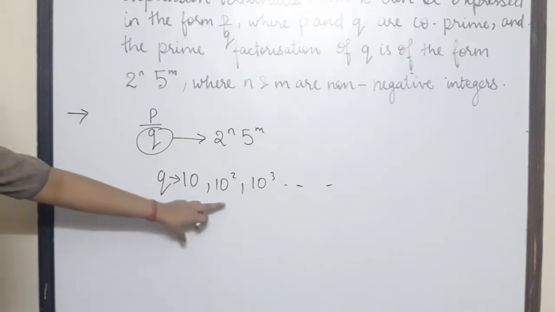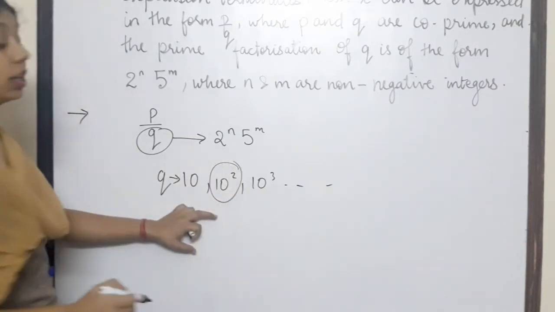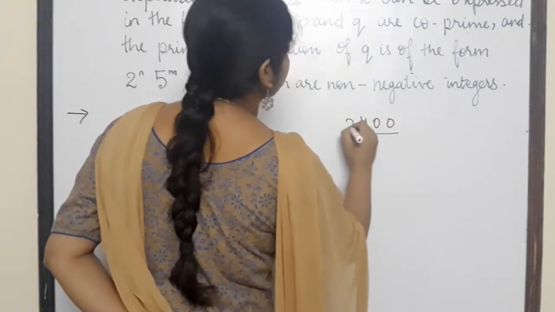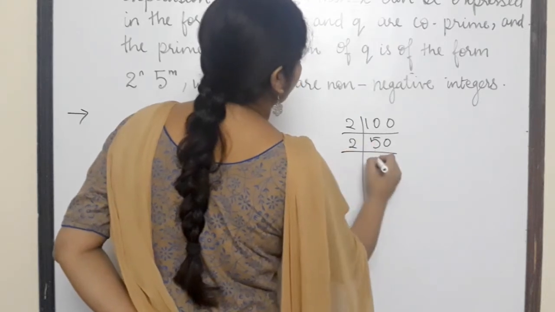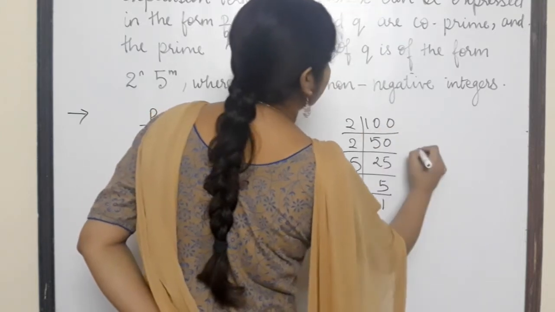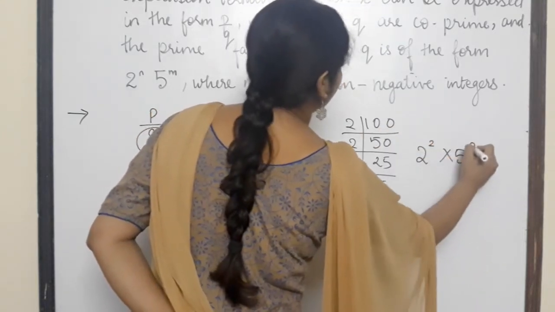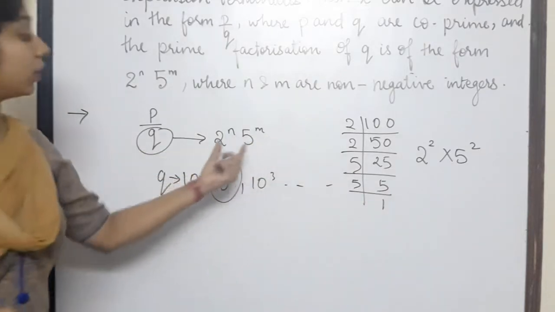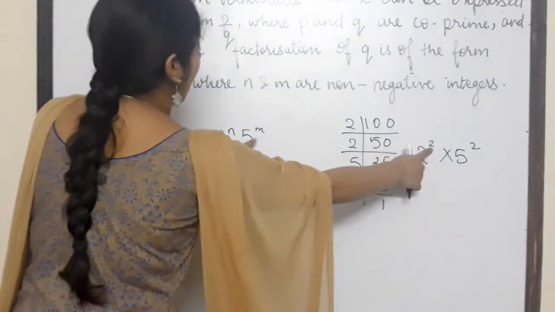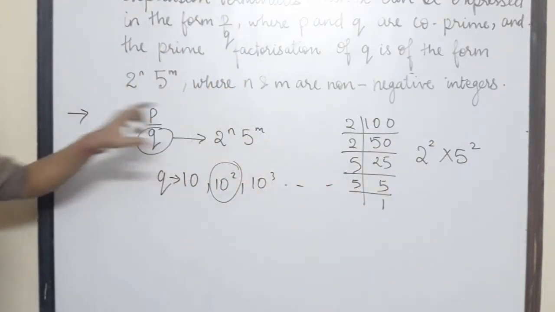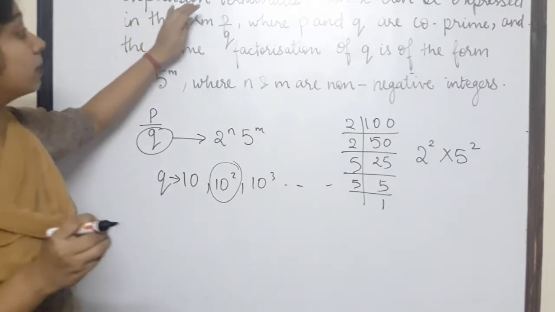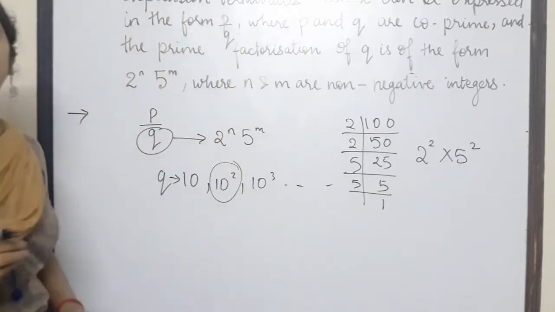If I take the example of 10 to the power 2, 10 to the power 2 is what? 100. Now if I do the prime factorization of 100, what will I get? 2 50s are 100, 2 25s are 50, 5 5s are 25, 5 1s are 5. That means 2 to the power 2 multiplied by 5 to the power 2. So can you see it is coming in the form of 2 to the power n, 5 to the power m. In this case, n is 2 and m is also 2. So this is how x is a rational number whose decimal expansion terminates. That means it will stop at a certain point.